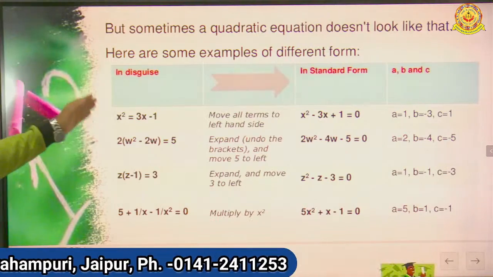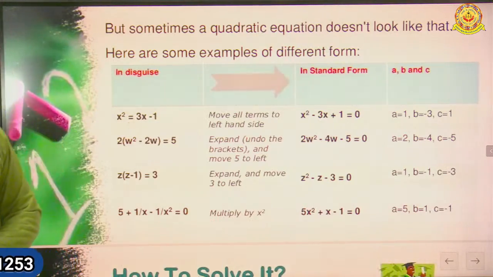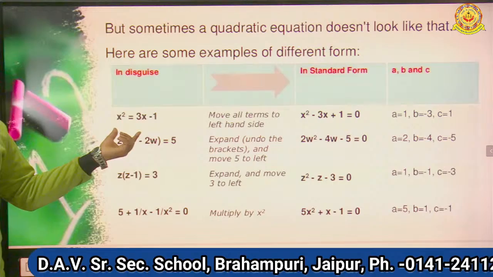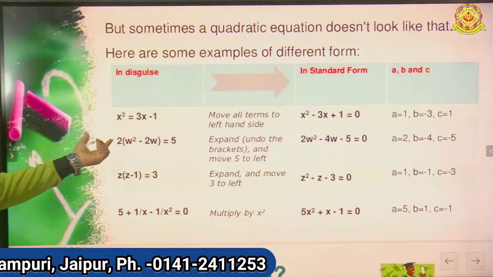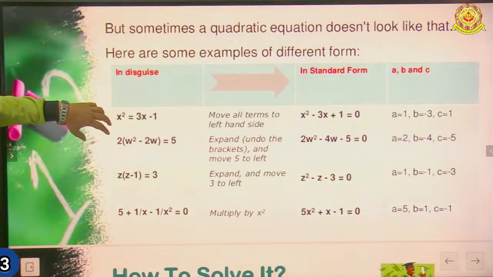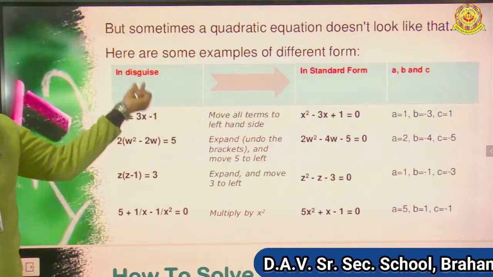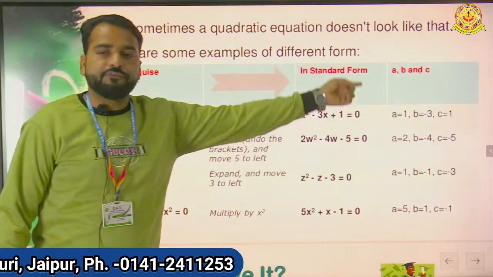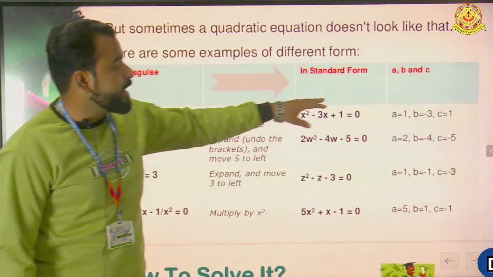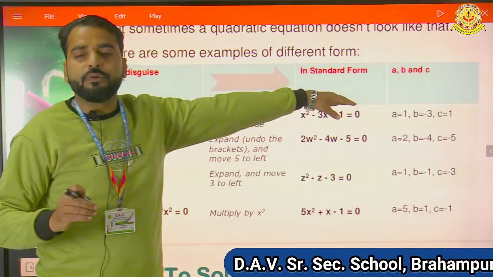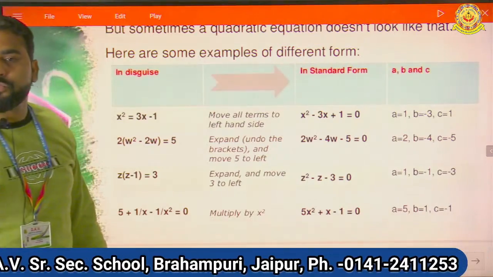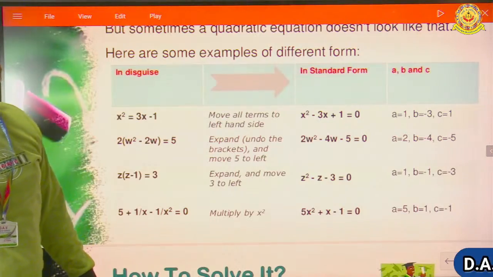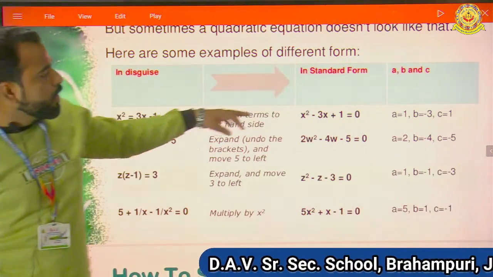In this one, x square equals 3x minus 1. Is it in the form of ax square plus bx plus c equals 0? No, because to make it equal to 0, we have to transpose everything to one side. So 3x comes to the left side and becomes minus 3x, and minus 1 comes to the left side as plus 1, which equals 0. Don't forget to put the equals 0. When you write an equation in the form ax square plus bx plus c equals 0, you have to write equals 0 every time. Okay, so what is a here?